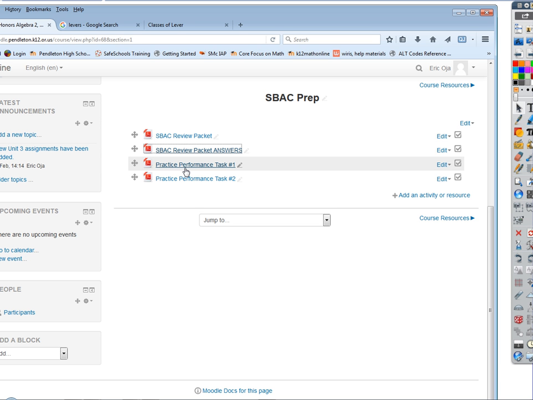And it talks in here about how it's scored. So I would just look through it. It gives you some hints about what you should do when you do the performance task. You guys aren't going to have any trouble with this.